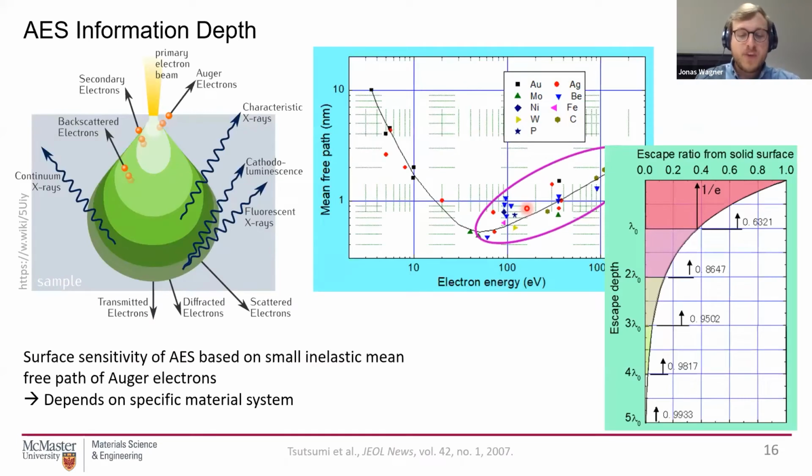First, you always hear Auger electron spectroscopy is a very surface-sensitive technique, but the question is why? And you might have heard that people say, yeah, Auger electrons have such a low energy, they're not able to escape from deeper than a few nanometers. And that is not technically correct.